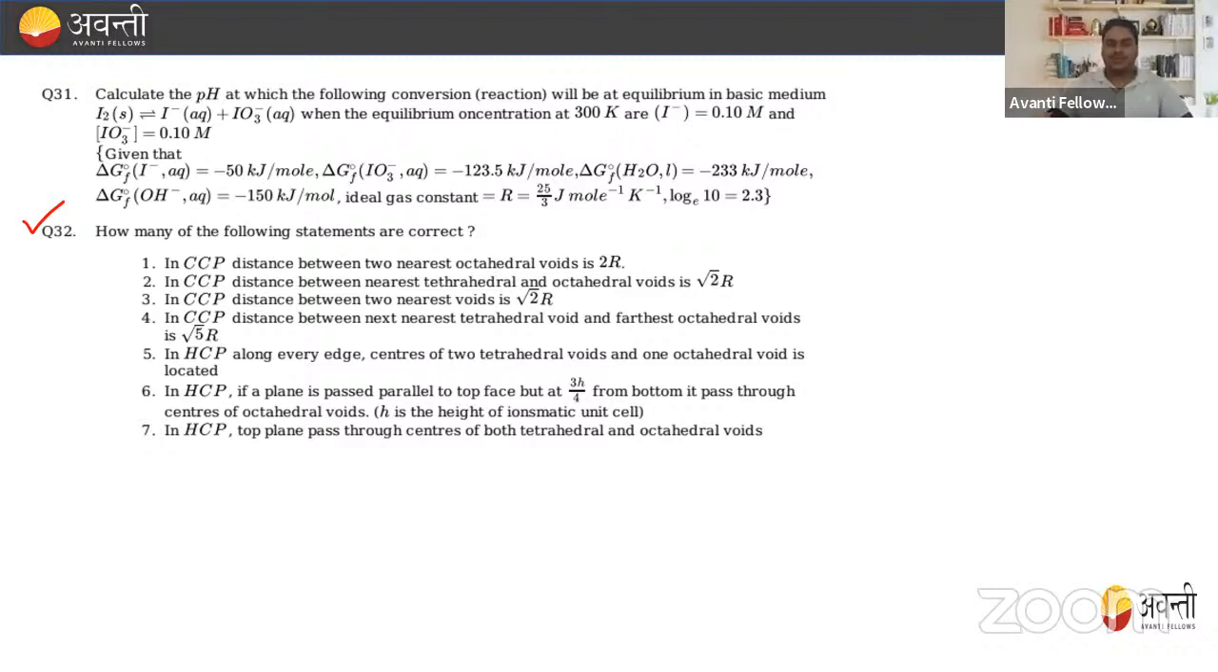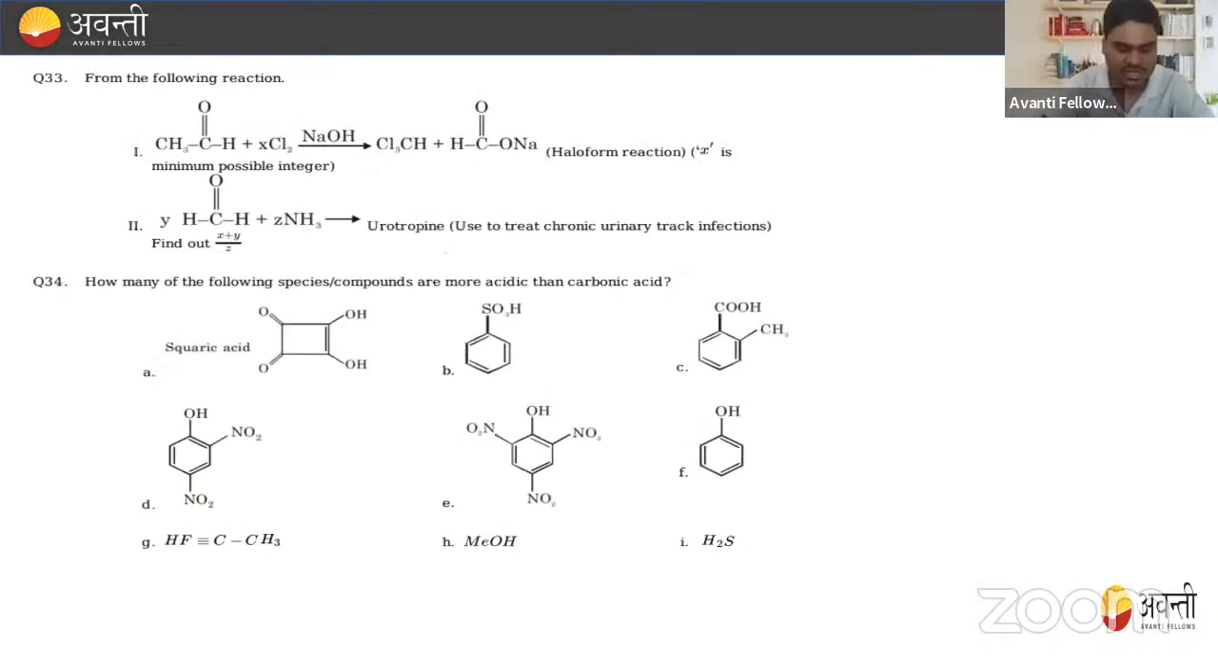So you have to identify how many of the following statements are correct. Out of these, only the first and third are correct, that is, the first and third options are correct. So we can say that only two statements are correct. Now move to question number 33.